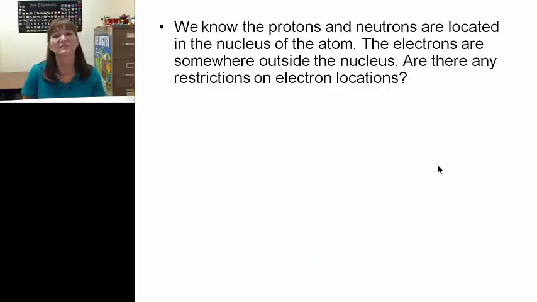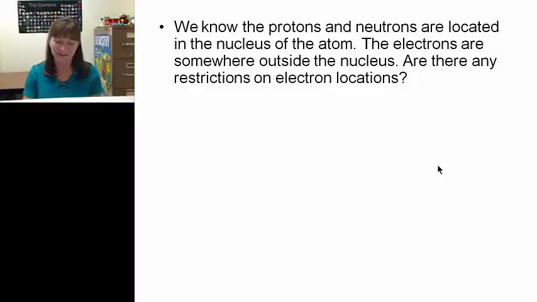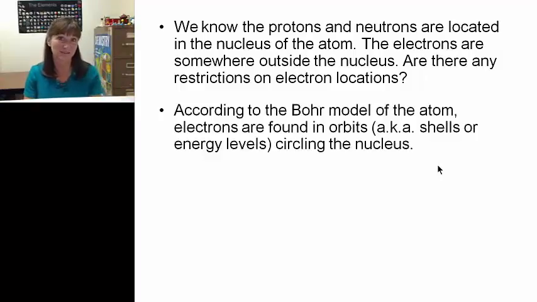So we know the protons and neutrons are located in the nucleus of the atom, and we know the electrons are somewhere outside the nucleus in a bunch of empty space. Are there any restrictions to where those electrons can be? Do you think that those electrons can just be floating around all willy-nilly around the nucleus, or do you think there are specific locations where those electrons can be? The answer is that there are specific locations, and I'm going to teach you how to convey that.